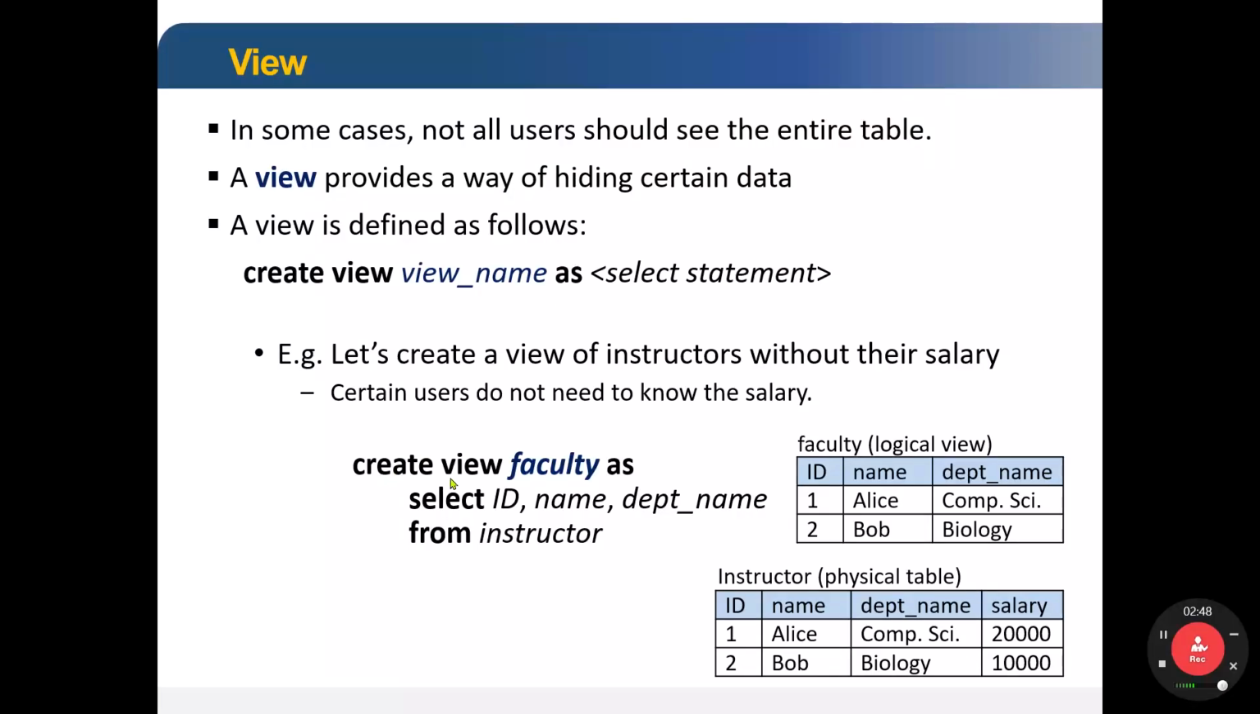So when you run this create view statement, you select ID, name, and only these three attributes, including department name, from instructor, and you do not select the last salary column. Then a logical view will be created, and you can give access permission of this faculty view to certain users. Then those users will be able to access the faculty view, but they will not be able to access the salary column of instructors.